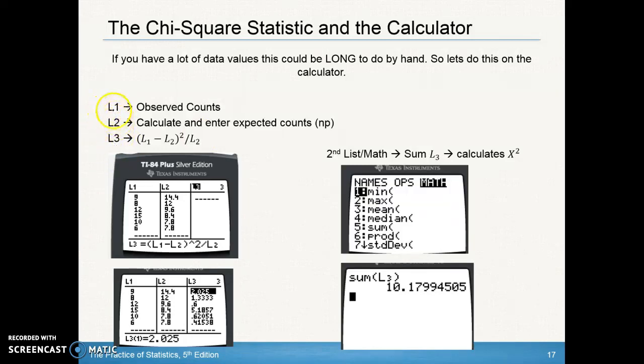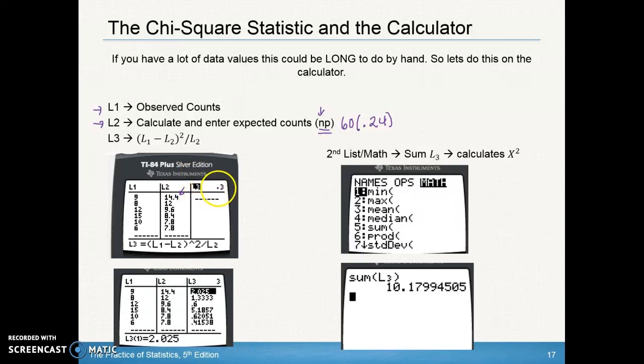So the first thing you're going to do is go to list 1, and type in your observed counts, okay? Then you're going to go to list 2, and you're going to calculate your expected counts. Now, if your expected counts are not given, you can literally just take n, which is your total, in this case 60, times the probability that it occurred. The first one was 0.24. Type that into list 2, and then that will just automatically populate as 14.4.